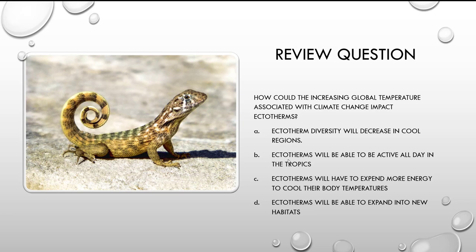If you said D, I would agree with you. Ectotherms will be able to expand into new habitats. So as the global temperature increases, that means that these creatures that rely on the external environment to heat themselves will find new habitats that they can expand into due to that heating of the temperatures. Okay, so they'll be able to expand into those new territories. So D is the correct answer.